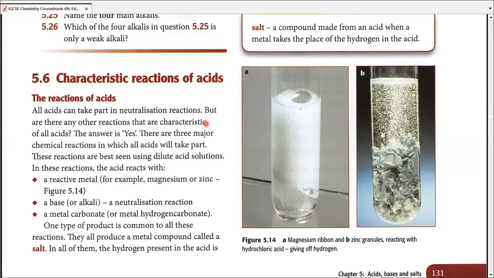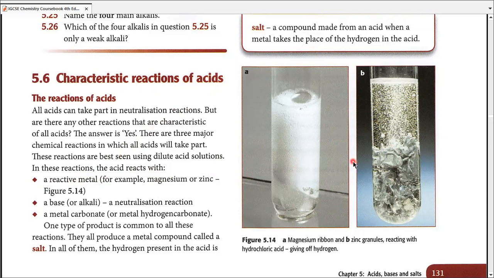All acids take part in neutralization reactions. Now, are there any other characteristic reactions? The answer is yes. We have to go through these acid reactions, but in order to bifurcate them, we do something like this. A reactive metal can react with an acid, for example, magnesium or zinc. The reactions are like this. We already know about the bubbling and the effervescence part. The quicker the reaction, the more hydrogen they are going to give off, which causes this whole bubbling or effervescence. It's also going to produce a salt.